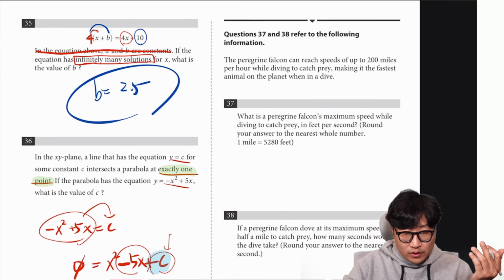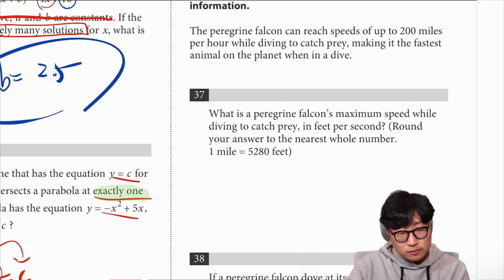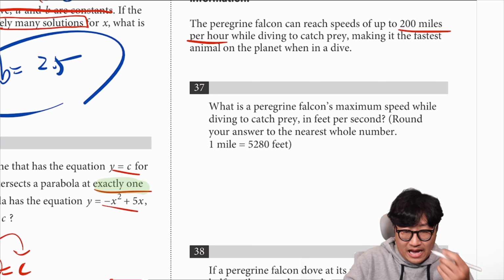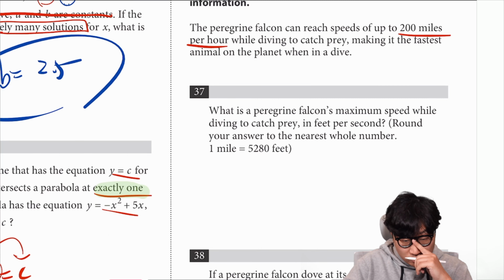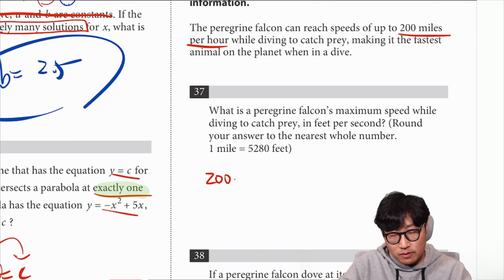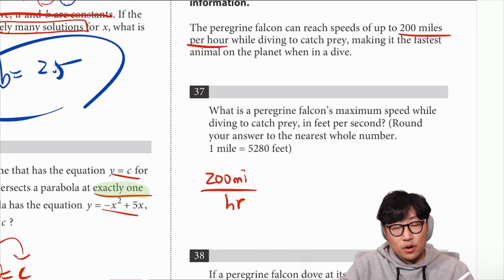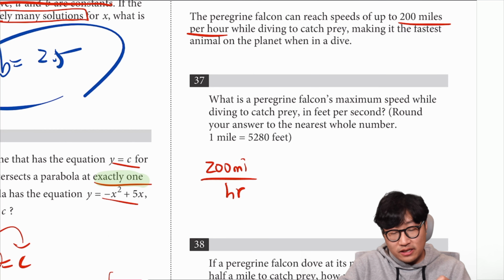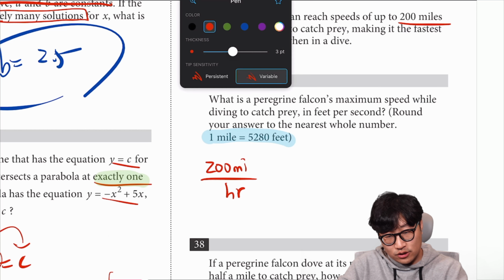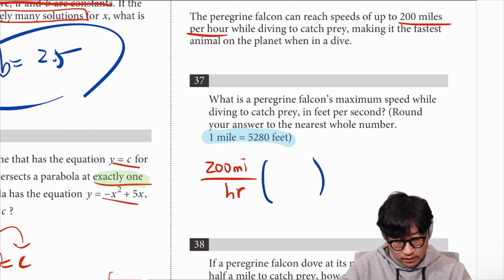Here we go, 37 and 38. So Peregrine Falcon can reach speeds of up to 200 miles per hour. That's very fast. Your fastest animal on the planet, apparently, it says. It went in the dive. Number 37. What is a Peregrine Falcon's maximum speed while diving in feet per second? So you've got 200 miles per hour, and you're simply turning that into feet per second. They always give you these conversions. So 1 mile is 5280 feet. So let's go ahead and use that. So I'll say 1 mile is 5280 feet.